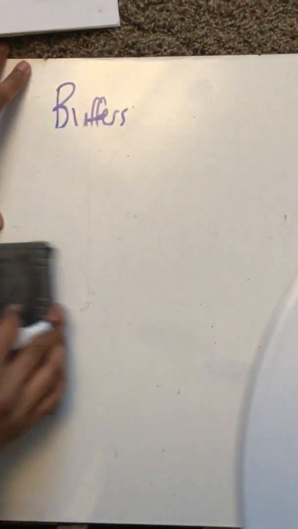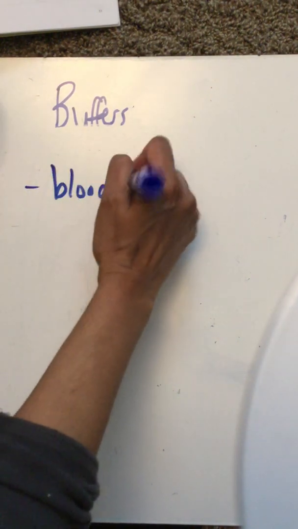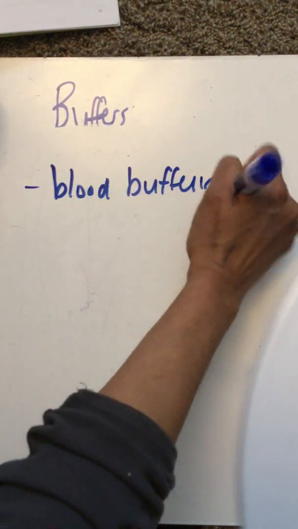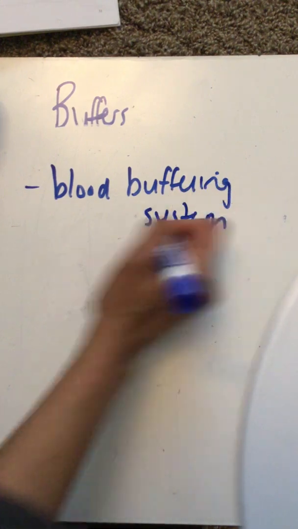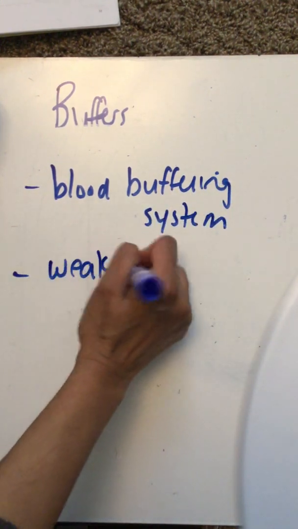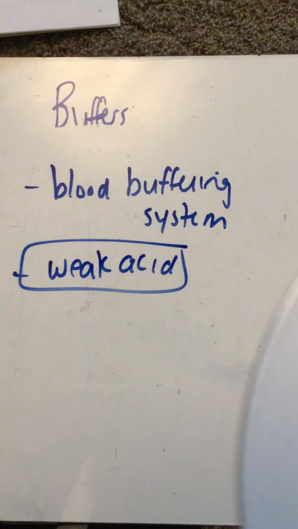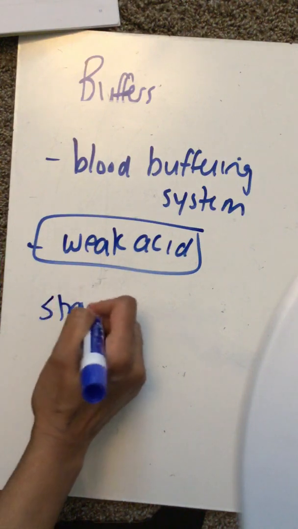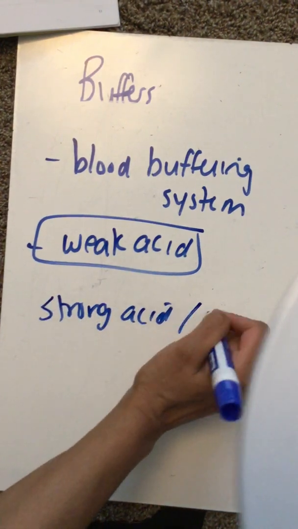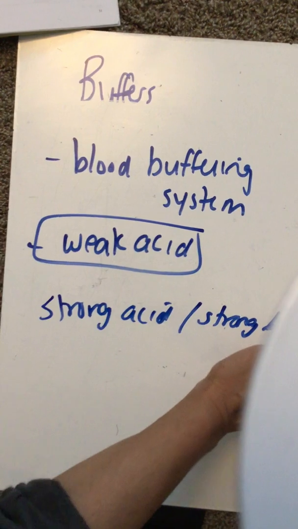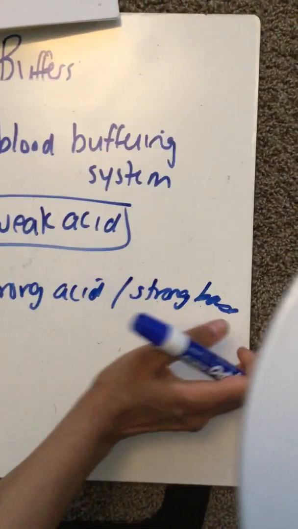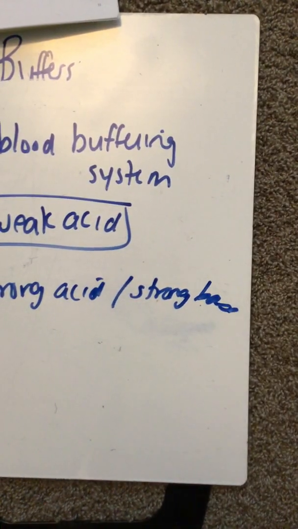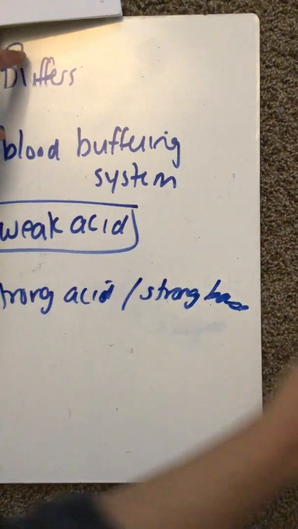An example of a buffer in our body is the blood buffering system. Okay? And this blood buffering system depends on a weak acid. Weak acids are extremely important when you buffer blood. The thing is, when you have a strong acid and you react it with a strong base, the reaction is going to be intense, okay?